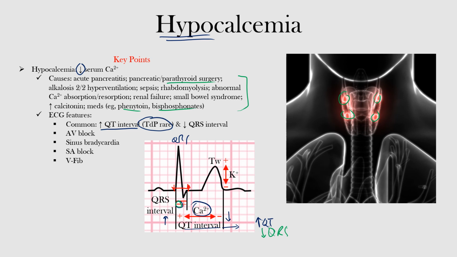Now, the common EKG features, the ones I want you to focus on, are pretty much the opposite of those in hypercalcemia. They are an increase in the QT interval. Remember, torsades is rare. We don't really have that R on T despite having a longer QT interval, as well as a decrease in this QRS interval. Remember, that doesn't really have much clinical significance, but that's something you could notice. Other rare changes we can see on the EKG are AV block, sinus bradycardia, so a slow sinus rhythm, sinoatrial block, as well as ventricular fibrillation.